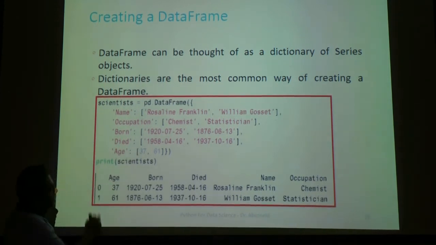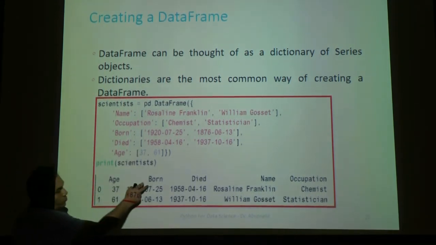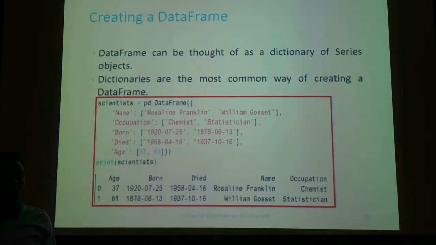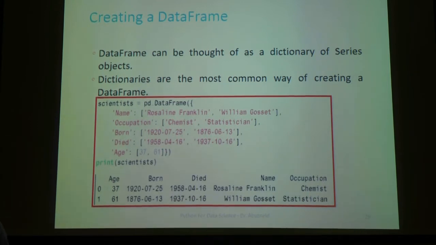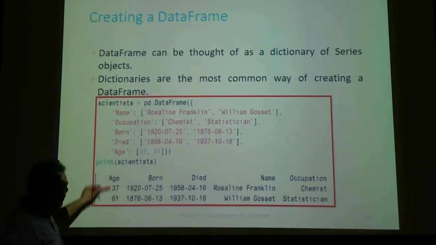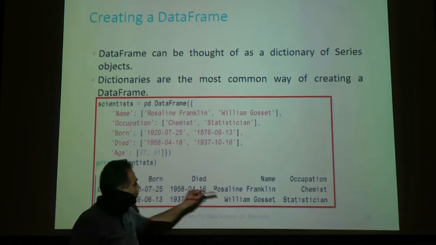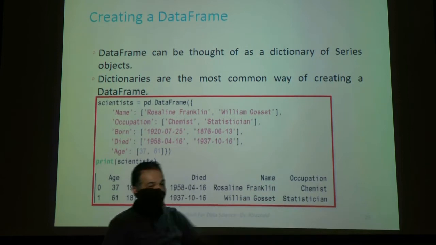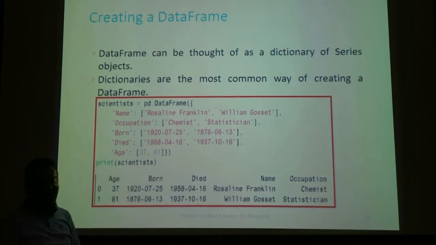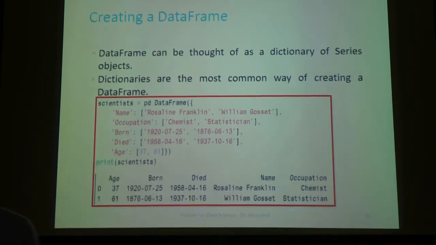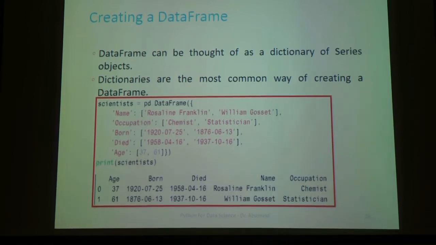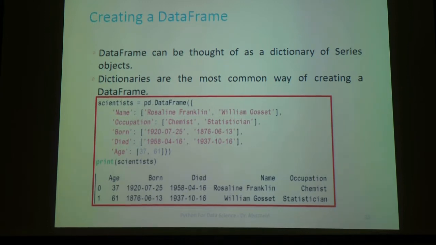When I printed it, it shows age, born, died, name. Okay. So what is a data frame? It's kind of a dictionary of series. So that's the first series, the second, third, fourth, and fifth. All right. How many rows do I have in here? 2. So you could think of a data frame as a dictionary of series.